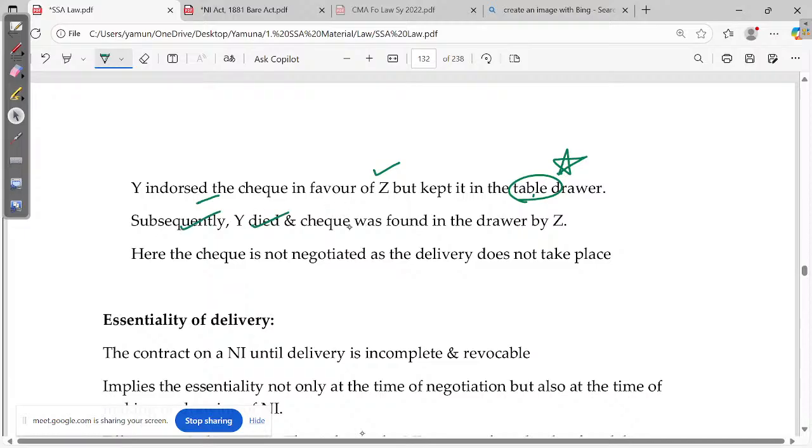Subsequently, Y died and the check was found in the drawer by Z.